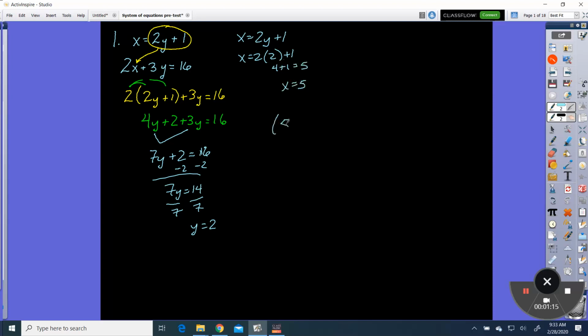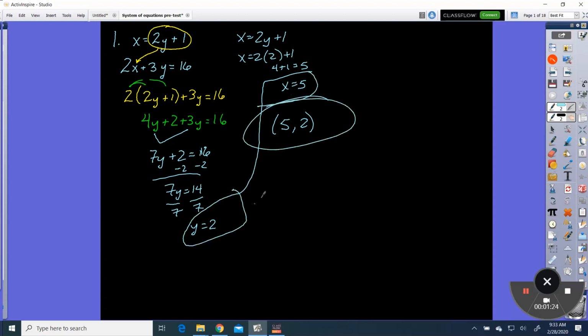So you can write this as an ordered pair, 5, 2, so that means x equals 5 and y equals 2, or you can just circle those so that I can find them. Whatever way makes you happy, as long as I can find it on your paper. So don't hide them out somewhere, makes it hard for me to find.